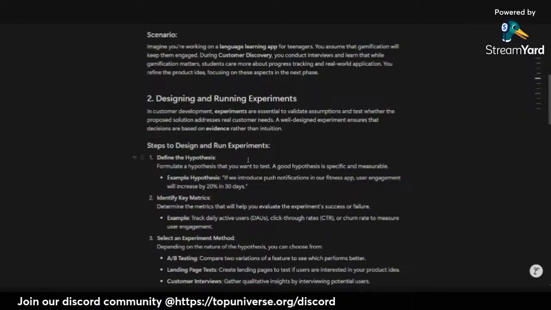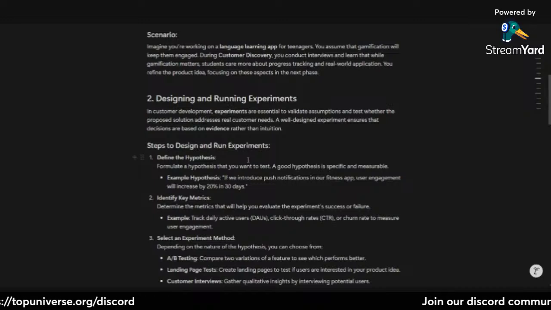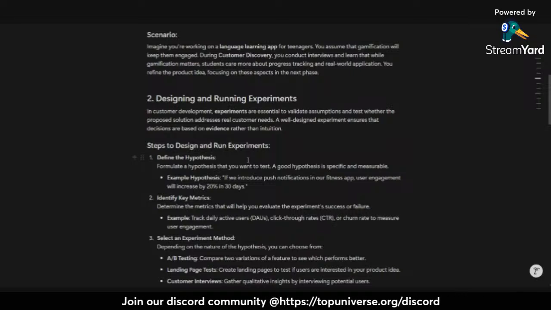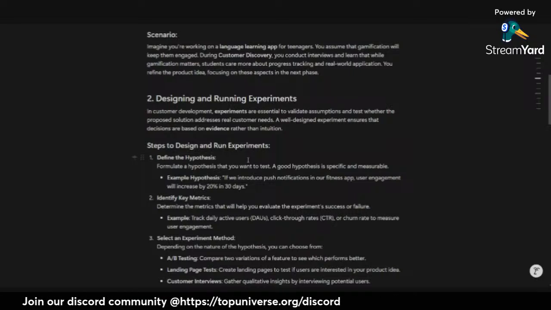Most times when you build products based on assumptions, that's what you end up doing. So in customer development, experiments are essential to validate assumptions and test whether the proposed solution addresses real customer needs. A well-designed experiment ensures that decisions are based on evidence rather than intuition.